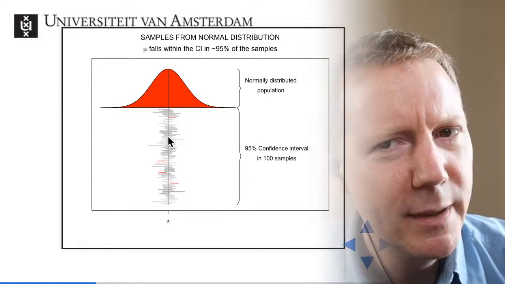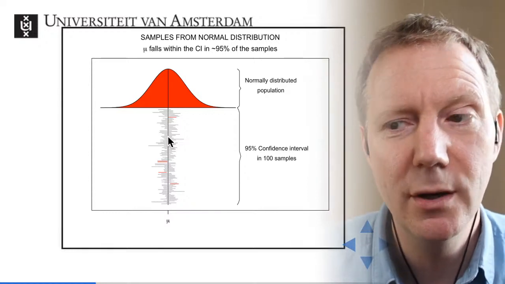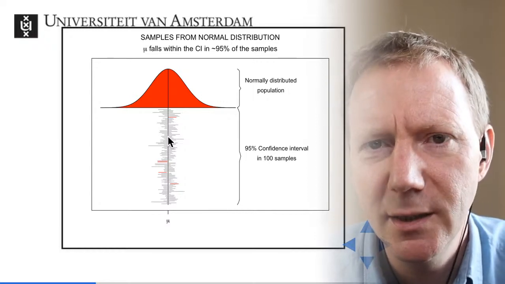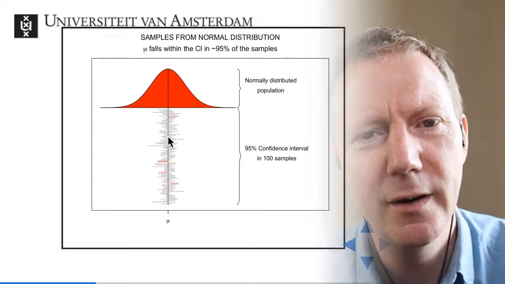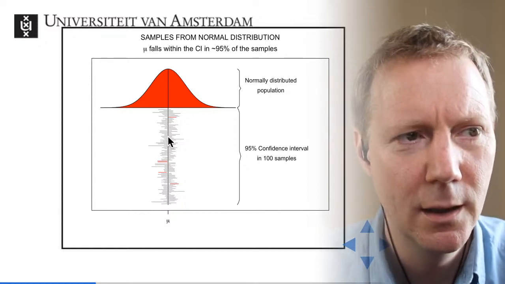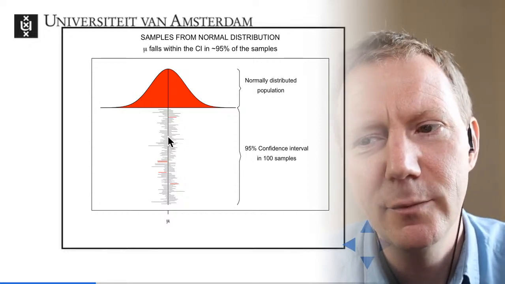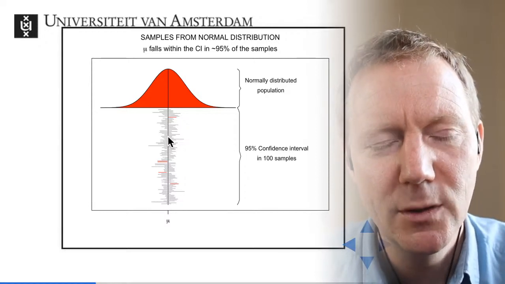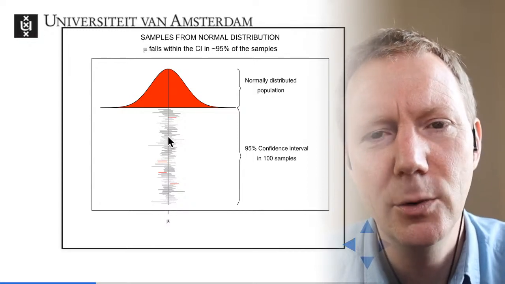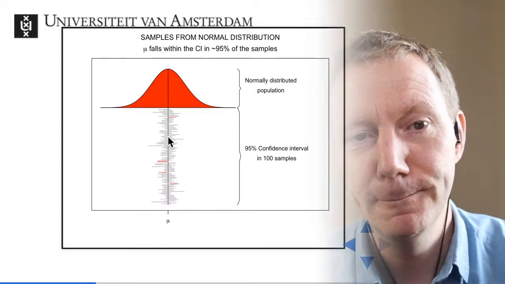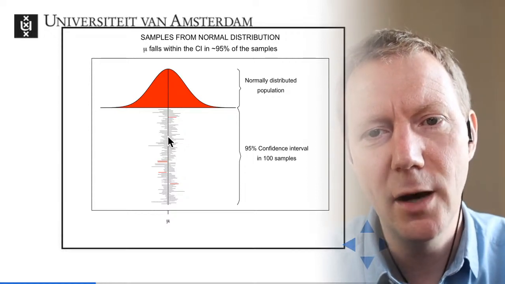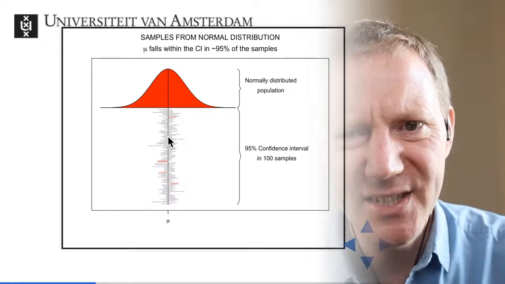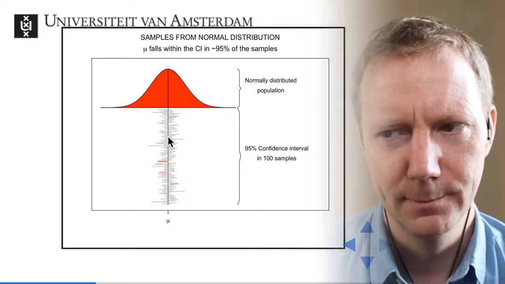So we have to think about what that means for the interpretation and for the definition of the confidence interval, because a lot of researchers, when asked what the 95% confidence interval means, will say that you're 95% certain that your population mean falls between the lower bound and the upper bound of this confidence interval. And that is actually not correct.